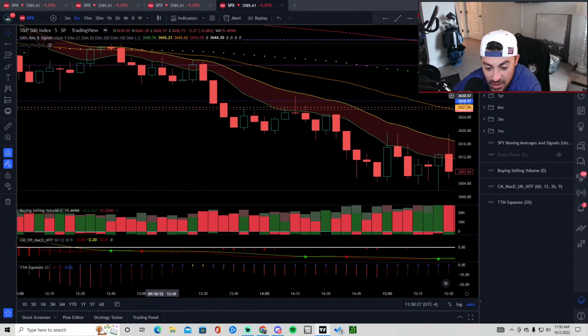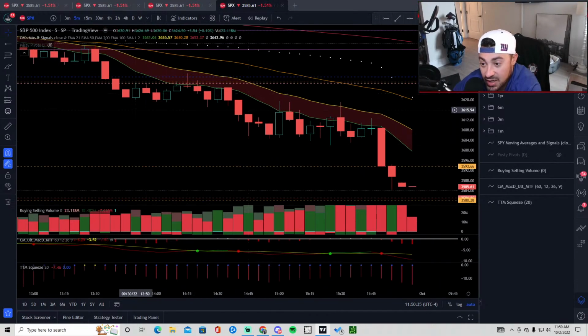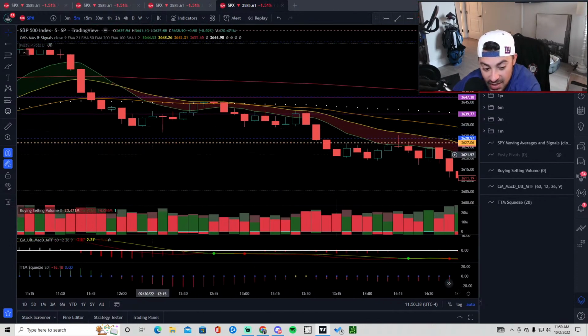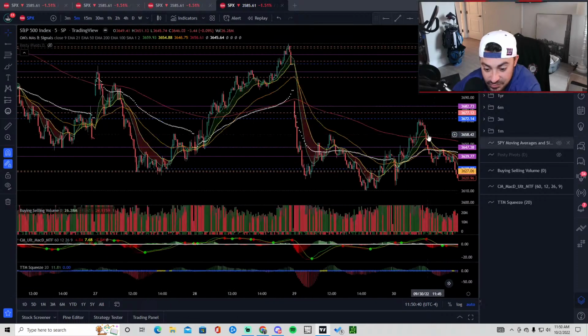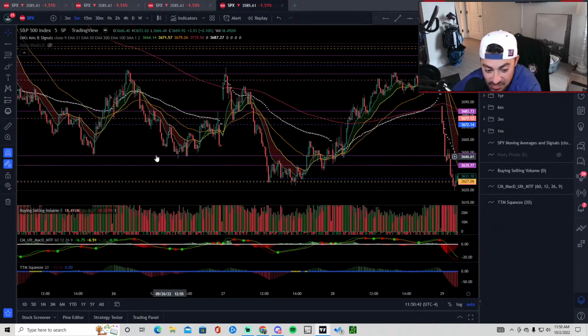And so I would also, at this point, have added again here since it rejected again, because it literally rejected the entire day on that 9 EMA. So that is my go-to setup.